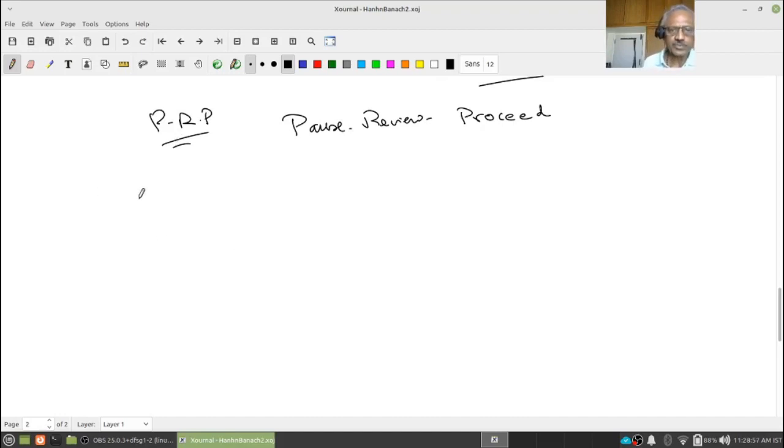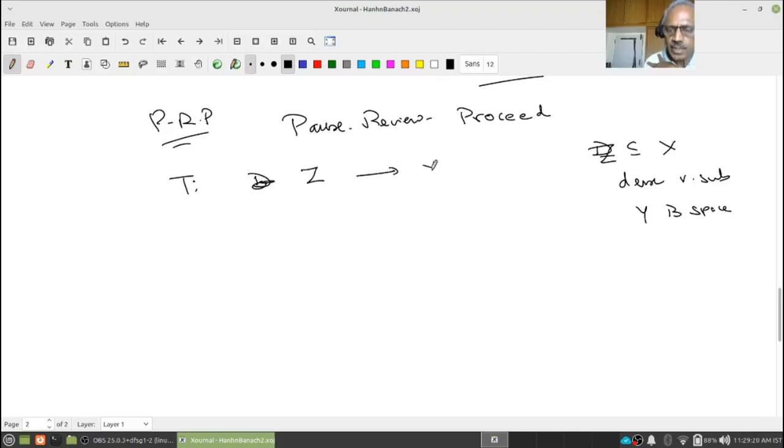But a very special case is proved in functional analysis. Suppose Z is a dense vector subspace of X, and Y is a Banach space, that is a complete normed linear space. Then suppose T from Z to Y is continuous and linear. Then there is a unique S from X to Y, continuous and linear, such that S restricted to Z is T.